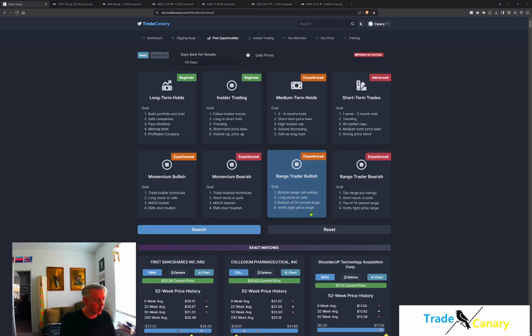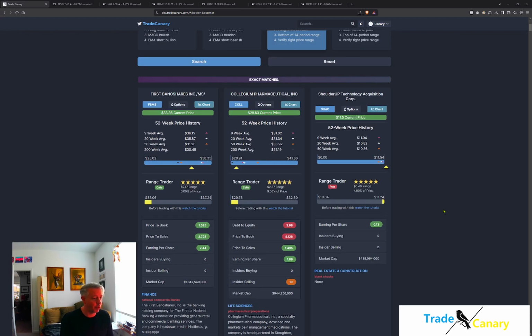So if you go into Trade Canary and conduct this search, by default we're looking at weekly prices. The range is some simple math looking at 14 periods of price, right? So 14 candles, and in this case, weekly. Now you can switch it to daily prices, and then when you're looking at the charts, make sure you switch it to daily price charts, right? But by default, we're looking at weekly prices.